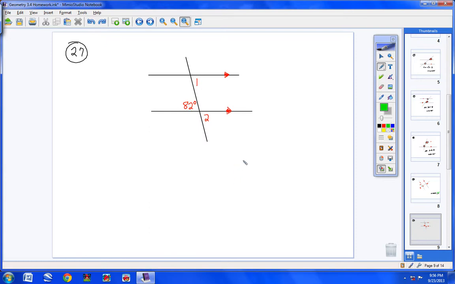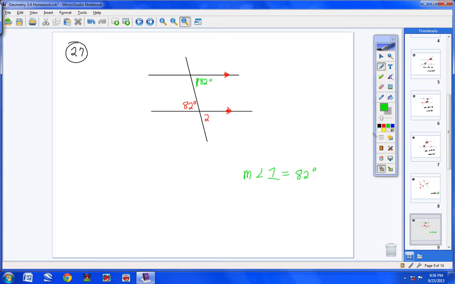And we learned that alternate interior angles are congruent. So the measure of angle 1 has to be congruent to this angle right here because they're alternate interior angles. So the measure of angle 1 equals 82 degrees. So I'm going to go ahead and cross this 1 off right here, and I'm going to put 82 degrees.